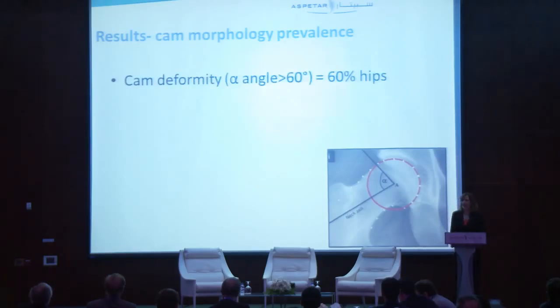And what we found, we defined cam deformity as a 60-degree and above alpha angle. And we found in 60% of the hips here in the footballers in Qatar had a cam deformity. So it's a fairly high prevalence.